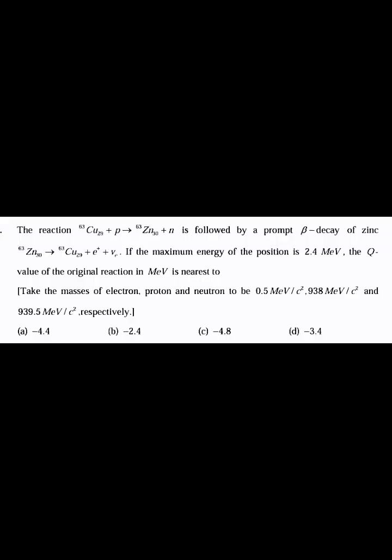The next question is, the reaction 29Cu63 plus P gives 30Zn63 plus N is followed by a prompt beta decay of zinc, that is 30Zn63 gives 29Cu63 plus e plus nu e. If the maximum energy of the positron is 2.4 MeV, the Q value of the original reaction in MeV is nearest to dash. Here the masses of electron, proton, neutron are given as 0.5, 938 and 939.5 MeV by c square respectively.